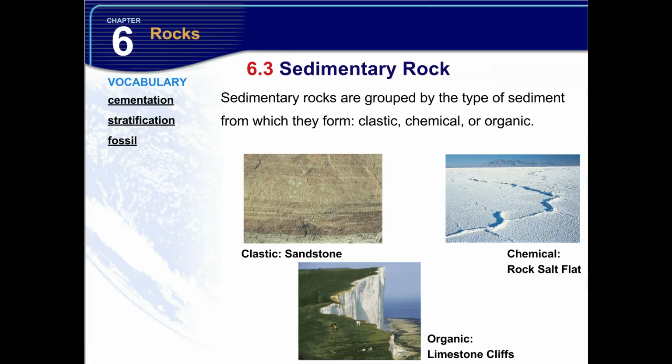And here's an example of limestone cliffs. Limestone is a very common organic sedimentary rock. And the limestone actually comes from the shells of shallow seas around the planet in Earth's past that have compacted together and cemented together, and they actually form limestone.